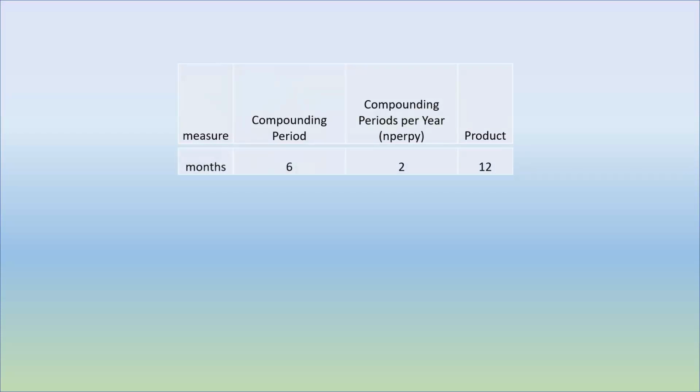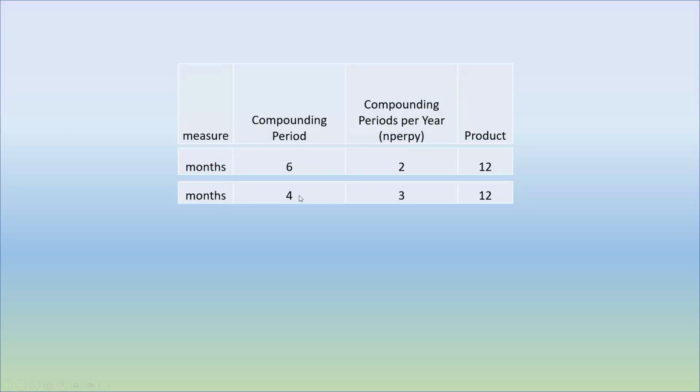So in this table we look at the measure, as in months, half years, or days. The compounding period is 6 months, and the number of compounding periods per year is defined as NPER, number of periods per year. So NPER PY. If the rate is compounded every 6 months, then there are 2 compounding periods per year, and the product of these two has to be 12 months.